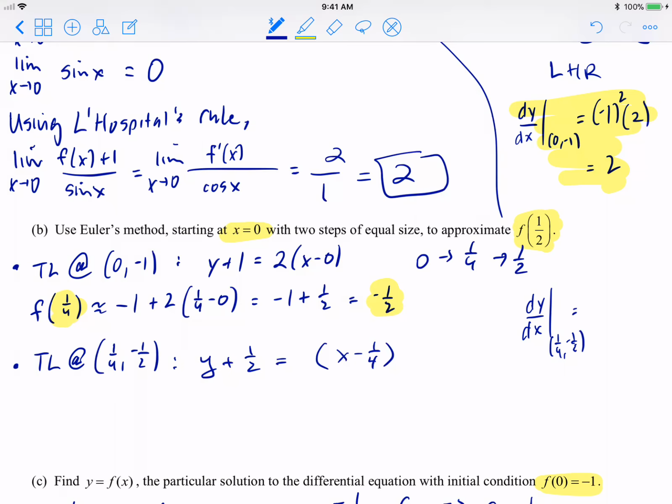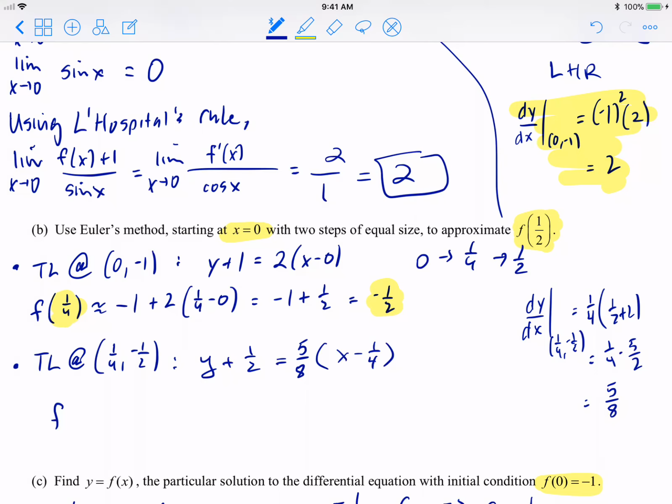Well, remember our equation for dy/dx was y squared times 2x plus 2. So y squared is going to be 1/4, and then 2 times x is going to be a half plus 2. And so this is going to end up being 1/4 times 1/2 plus 2, which should be 5/2. And so this is going to be 5/8. So that's my dy/dx, 5/8. There's my slope for my second tangent line.